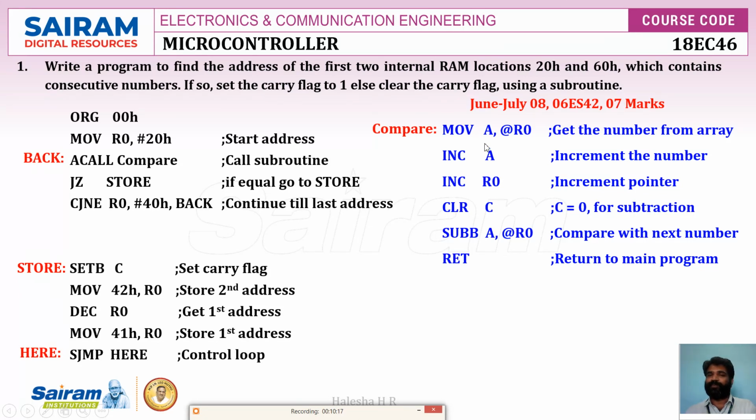Again it goes here and you do the comparison, get the number, increment the pointer, do the comparison, and come back. Again and again it calls. So we keep calling until we find the consecutive numbers. If it is not found, it comes out of this loop. So when it comes out of this loop, clear C, not found, and go to control and say end. So now here, if you say end here, you will get an error.